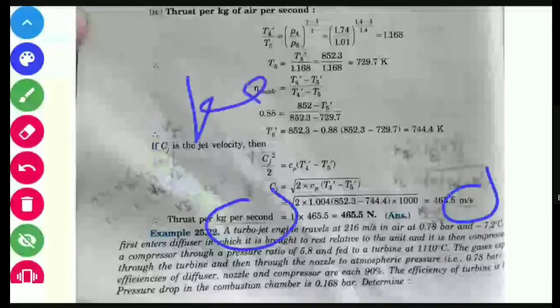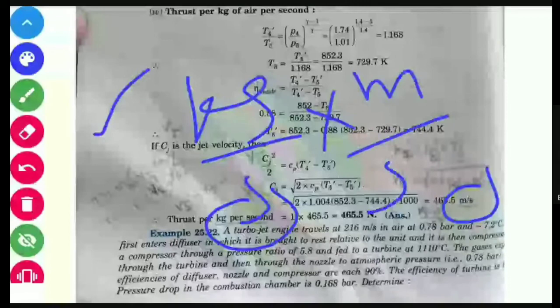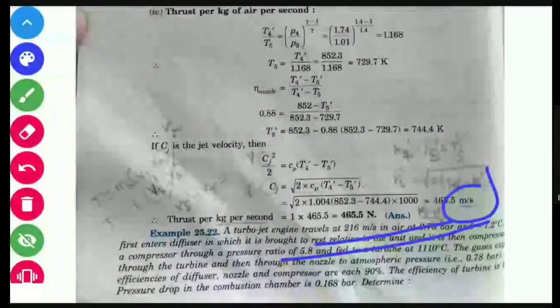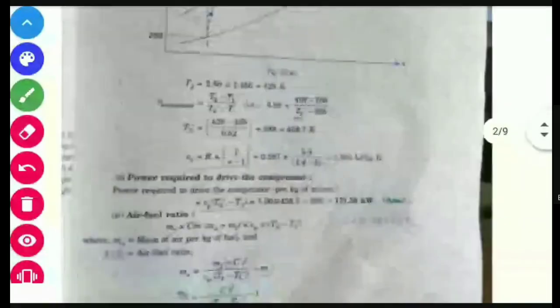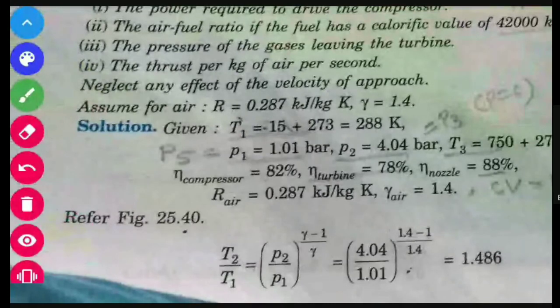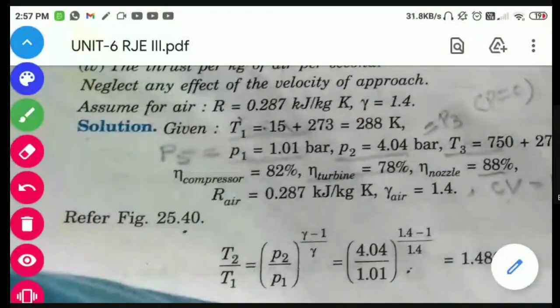So kg per second and meter per second: this is the mass per second, and this is the velocity in meter per second. So kg meter per second square is nothing but newton. This is the thrust value, the final value. It means only Cj multiplied by just 1 kg per second. So you can see the problem is asking, the last one, to find the thrust per kg of air per second. That's where you find that value. Okay, any doubts? You can ask.